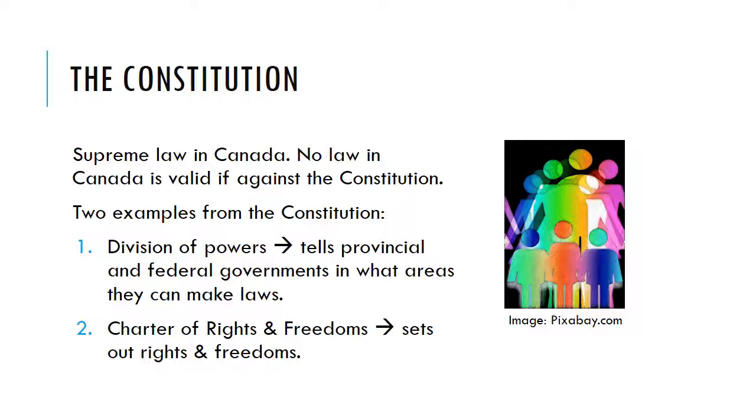For example, provinces may make laws in listed areas, including the management and sale of provincial public land, management of hospitals, municipal governments, property and civil rights, and education. Federal government may make laws in areas not assigned to provinces, including unemployment insurance, postal service, military, banking, legal tender, patents, copyrights, and criminal law.